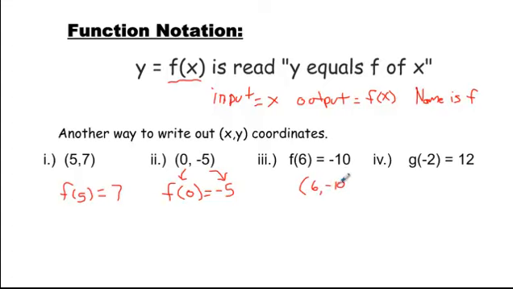Now, if these are questions on a test, there's no instructions here. You have to listen to me and figure out what I'm talking about. This one, x is negative 2, and y is 12. Look at this. This guy is not named f. This guy is named g. G of negative 2. That's perfectly okay. Functions have different names. Sometimes we have two functions we want to look at one time. We can't call them all f.